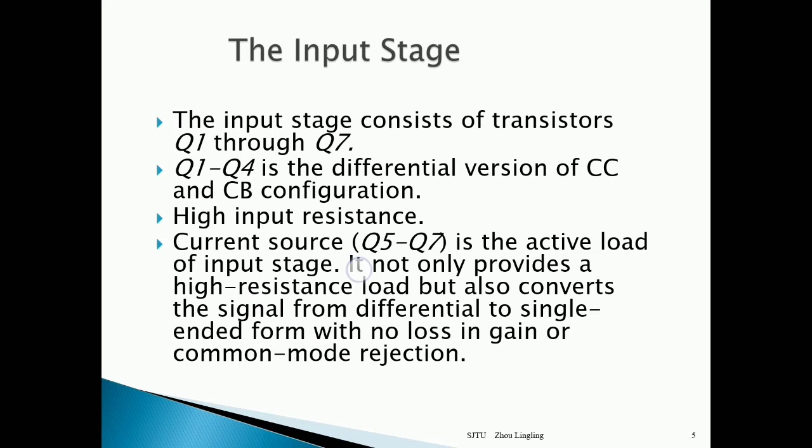Generally the differential amplifier has a high input impedance. The stage provides most of the voltage gain. Q3 and Q4 form a differential version of a CC and CB configuration. The current source Q5, Q7 is the active load of the input stage. It provides a high resistance load and also converts the signal from differential to single-ended form with low loss in gain and common mode rejection.